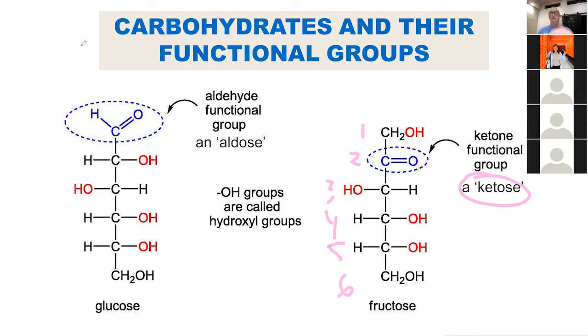So a ketose will have a carbonyl at position 2. An aldose will have a carbonyl at position 1. That's basically the only difference between them. You can see that everything else is pretty much the same. They even have the same number of hydroxyl groups, but in slightly different positions, and that'll become really, really important.